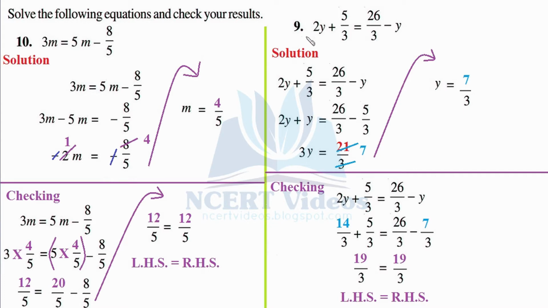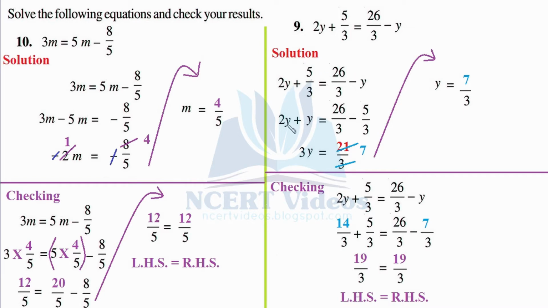So let's try to solve the 9th question, which is (2y + 5)/3 = 26/3 - y. First of all, we write the solution, and in the first step we write the question as it is. When we observe this equation, we see we have the variable y on both sides. So we have to shift them to either side. Here we are going to shift it towards the left hand side and separate our constants towards the right hand side.